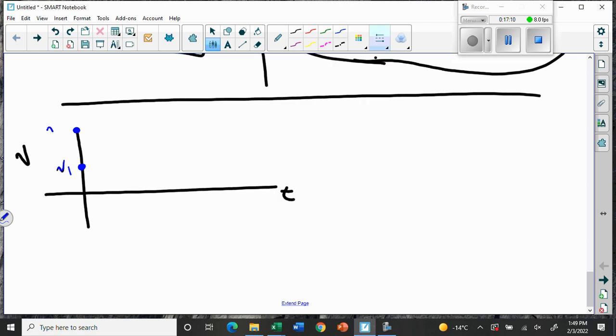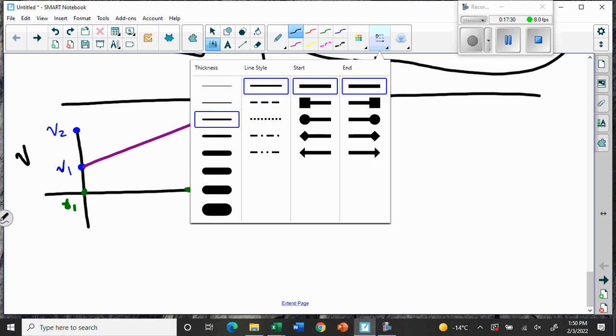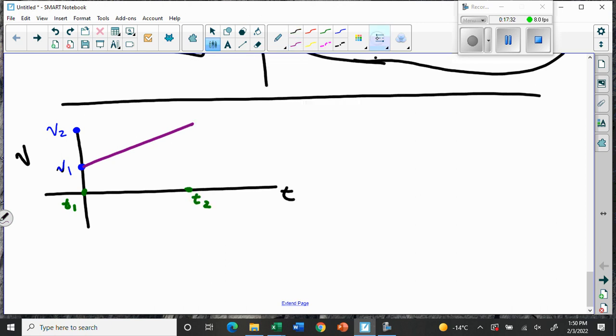And this would be our v2. So we've changed speeds. And of course, in doing so, we've also changed times. So we have a t1, and we'll go over here and draw a t2. And I'll draw the line in purple going from here to here. So here's what we have. We have a line. We could calculate the slope of the line to find the acceleration. But what I want to do is figure out what the area under this line would be.